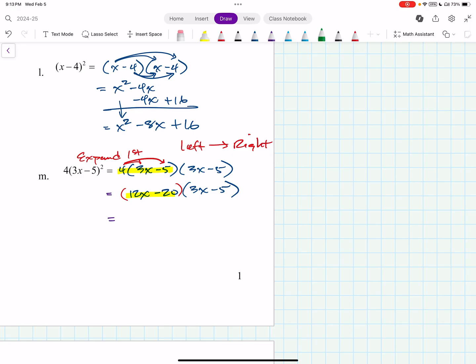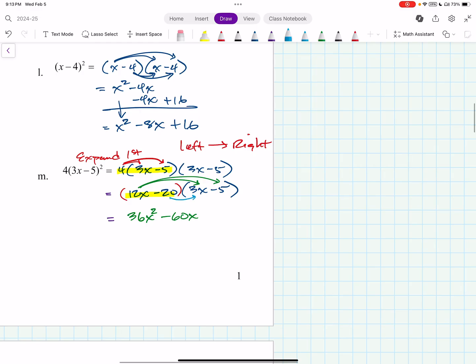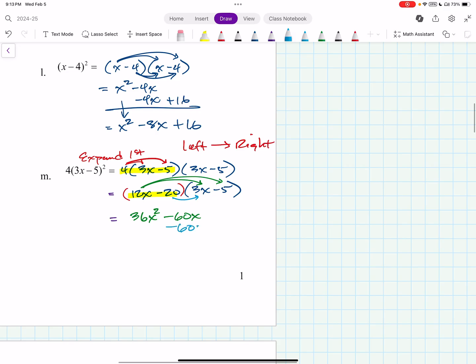So here we go. Let's take 12x times 3x. 12 times 3, that's 36. x times x gives you x squared. 12x times a negative 5. Let me see, 12 times 5 is 60. 12 times negative 5 is negative 60, but I have to also multiply by x here. And then negative 20 times 3x is negative 60x as well. And then negative 20 times a negative 5, that's 100.